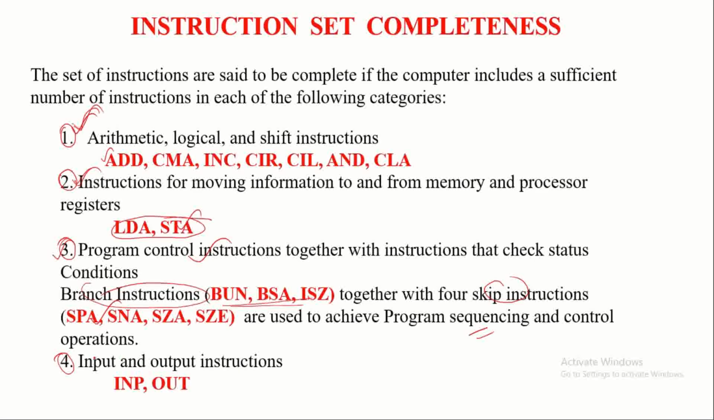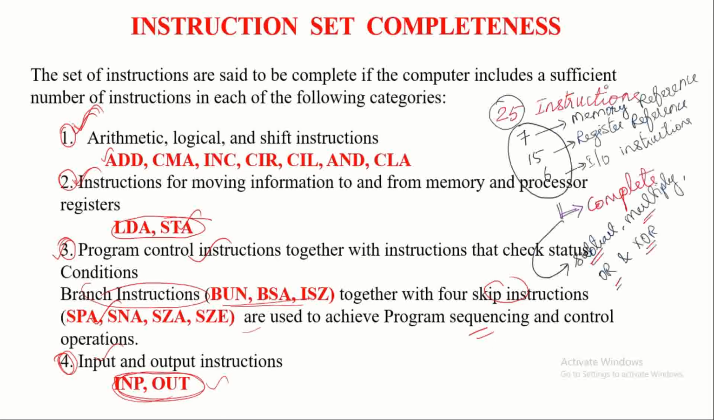Coming to the fourth category, the instructions that perform input character to accumulator and output character from accumulator, these two instructions come under this category, input output instructions. Since the basic computer includes a sufficient number of instructions under each of these four categories, its instruction set is said to be complete.